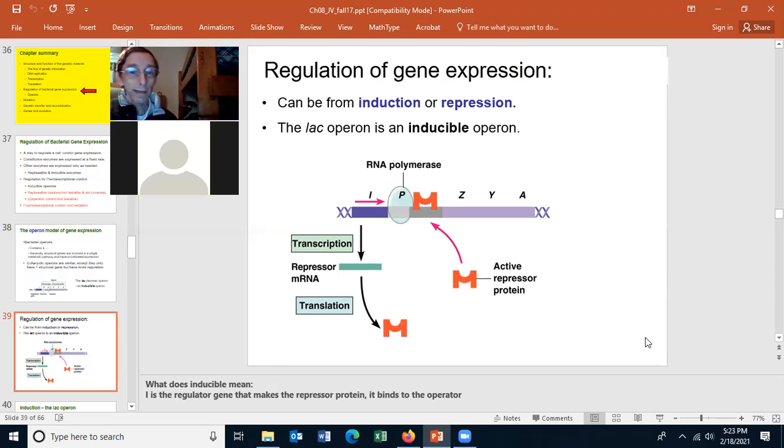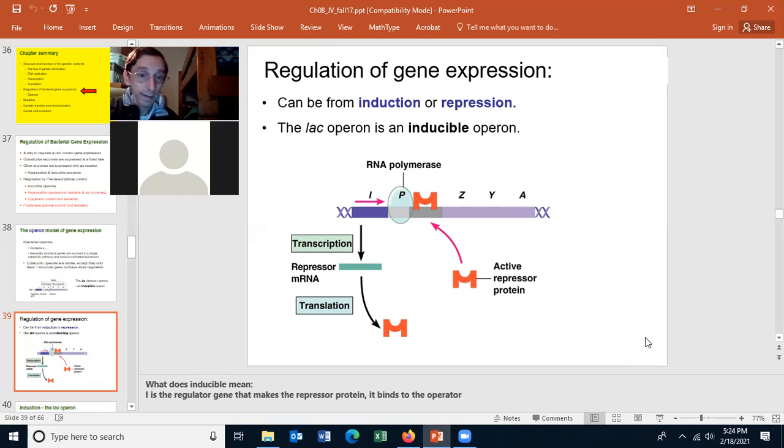Okay, let's talk about the regulation of the lac operon. Remember, regulation can happen by induction. That means the gene is normally turned off, but it can be turned on when the products of the gene or the lac operon are needed. There's also repression. That means the gene is normally turned on, but it can be turned off by regulation. And we're not going to talk about a repressible operon. I think your textbook talks about repressible operons, and you can read about it if you want. The lac operon is an inducible operon.